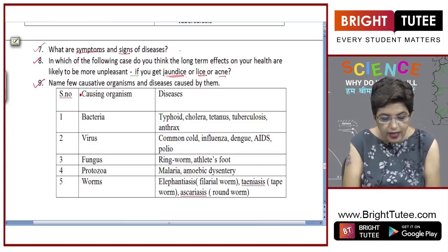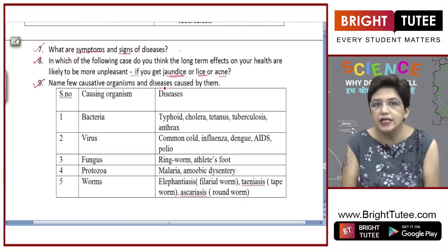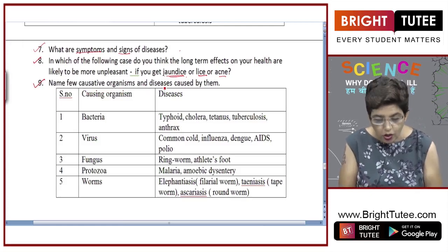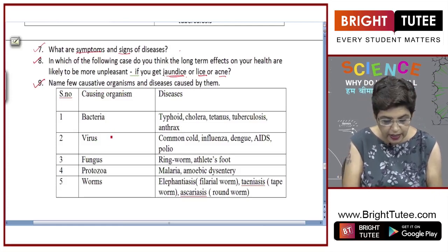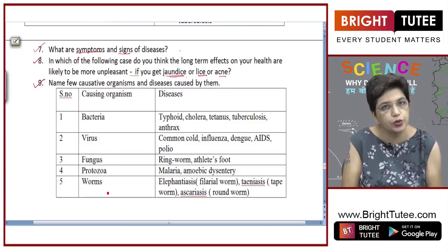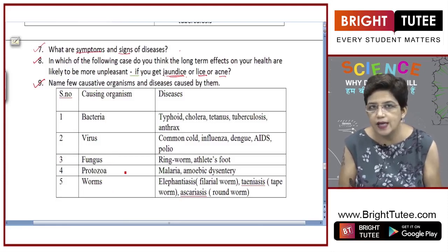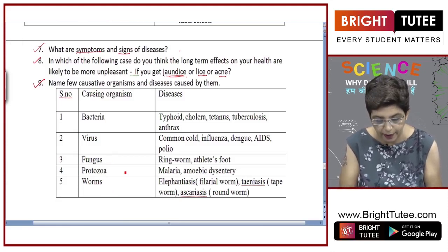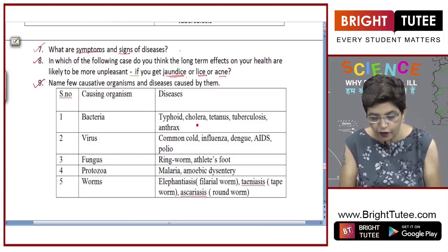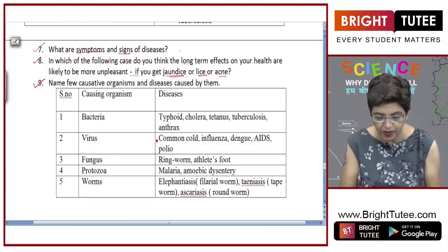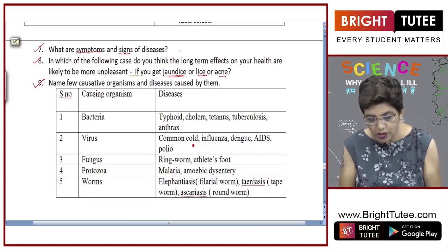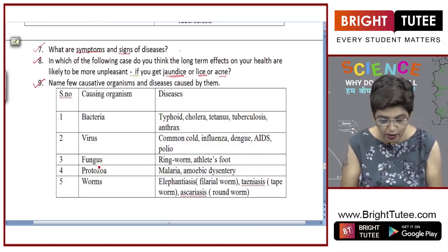Next question. Name a few causative organisms and diseases caused by them. The causative organisms we can divide into 5 major categories: the bacteria, virus, fungus, protozoa and worms, and these are examples of a few diseases caused by them. Bacteria cause typhoid, cholera, tetanus, tuberculosis, anthrax, etc. Virus causes common cold, influenza, dengue, AIDS, polio, etc.